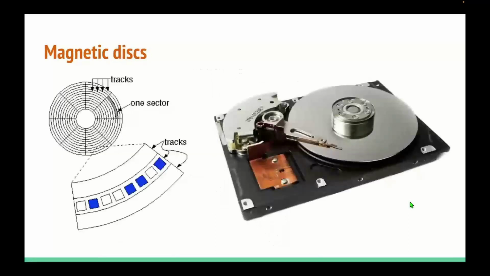This same exact concept is used on hard disks. Hard disks are still used today. Many computers still use them.